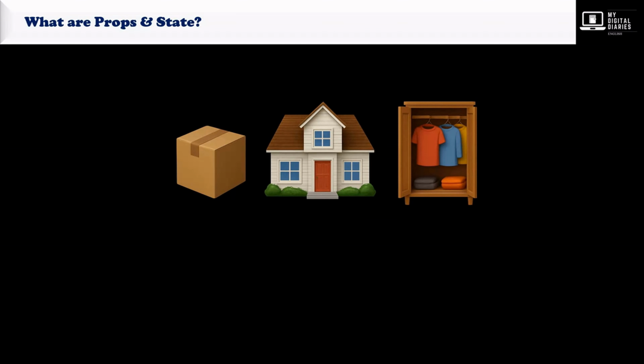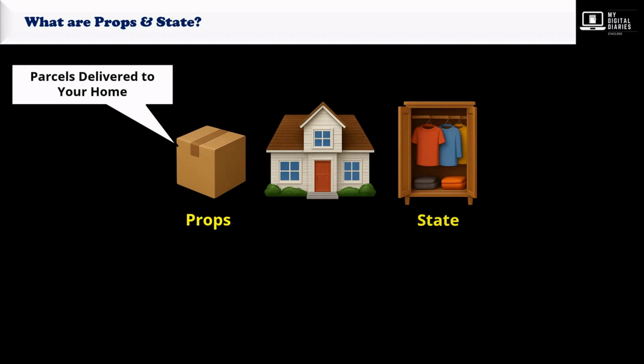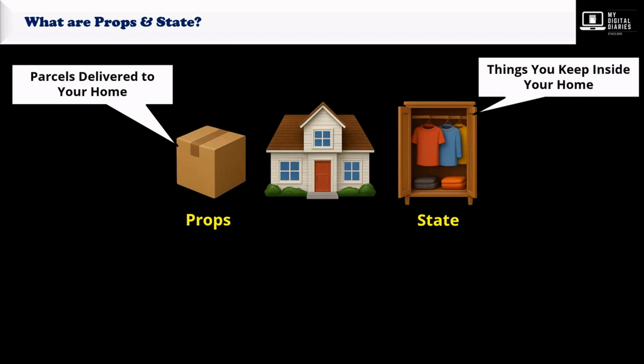Let's imagine that every component is a home. So in this home, some things are from outside and some things belong inside. These two ideas perfectly represent props and state. Props are things sent from outside, state things are controlled inside. So let us go in detail.